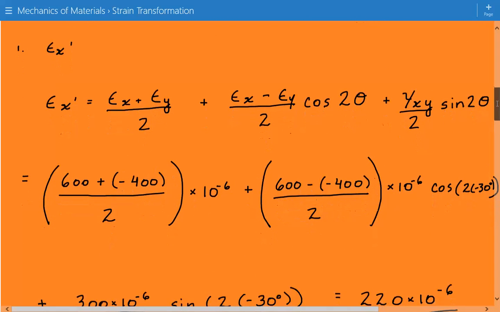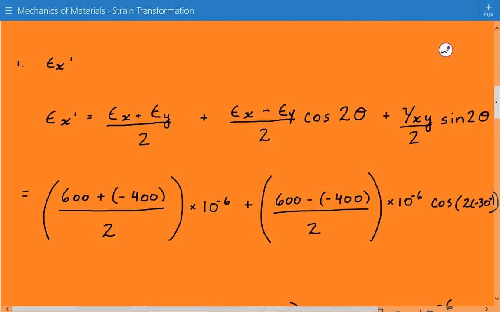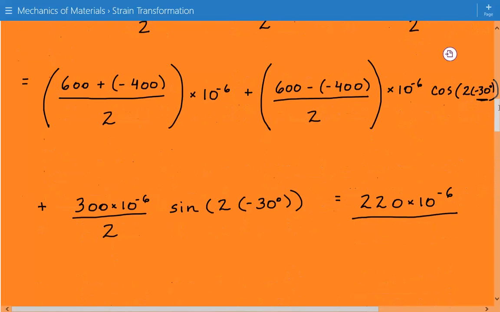Just one thing to note here, just remember that theta is negative because our coordinate system is going clockwise from the original x-axis. If it was going counterclockwise, then it would be positive. So just make sure this is negative theta here, negative 30 degrees, and then also negative 30 degrees here. So the transformed strain, epsilon x prime, is equal to 220 times 10 to the negative 6.